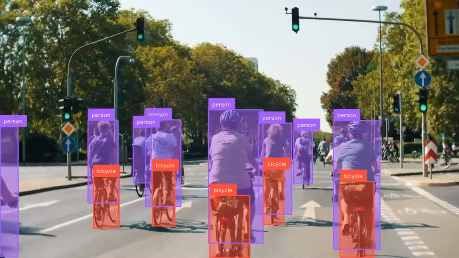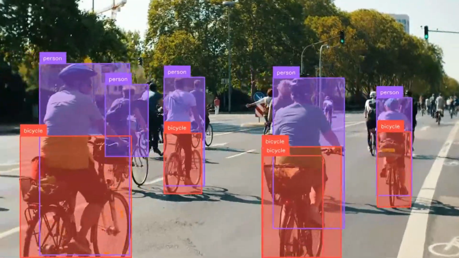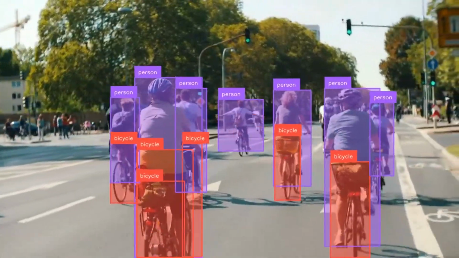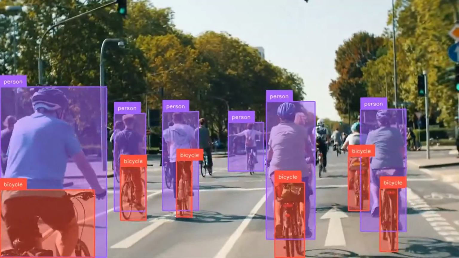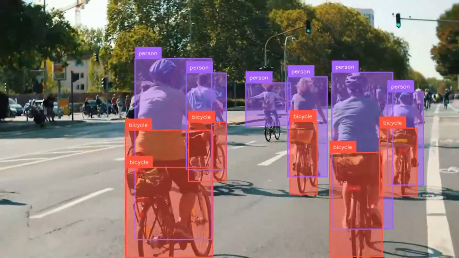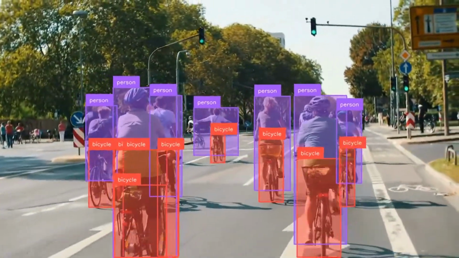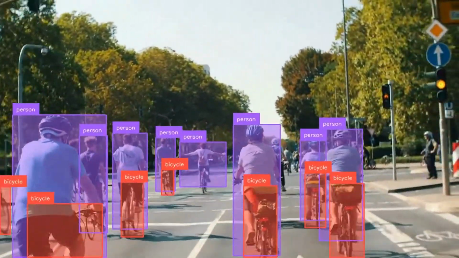YOLOE is a real-time zero-shot object detection and segmentation model which allows us to perform object detection without the need to train the object detection model.